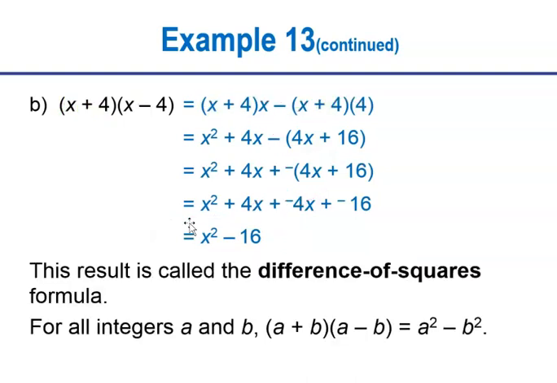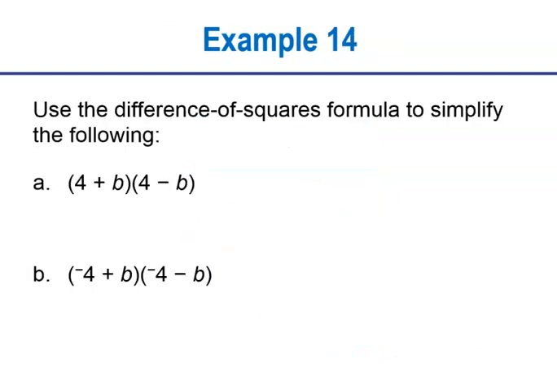The fact is, that has a special name. It's called the difference of squares formula, and typically we use it in reverse. In other words, we are given the a squared minus b squared, and we have to write that in factored form. So we call this factored as a plus b times a minus b. And here we have an example. They want us to use the difference of squares formula to simplify the following.